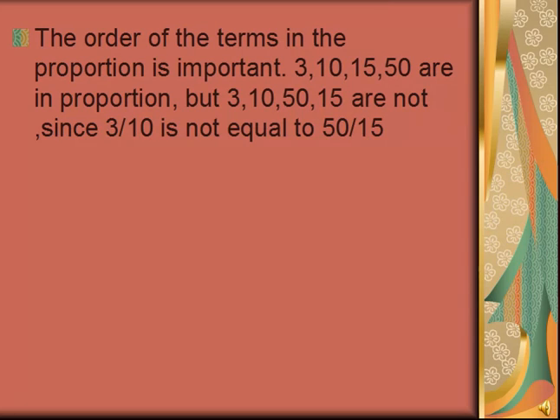The order of the terms in proportion is important. 3, 10, 15, 50 are in proportion, but 3, 10, 50, 15 are not, since 3/10 is not equal to 50/15.